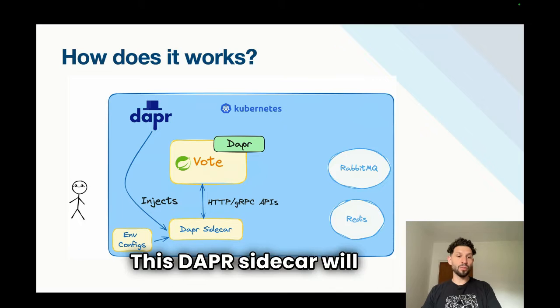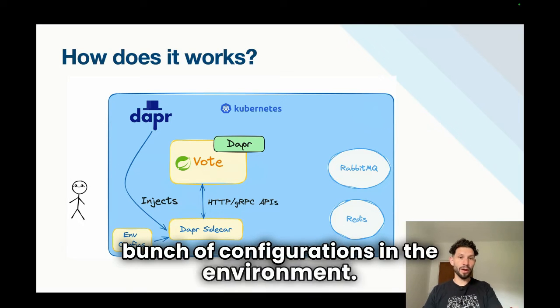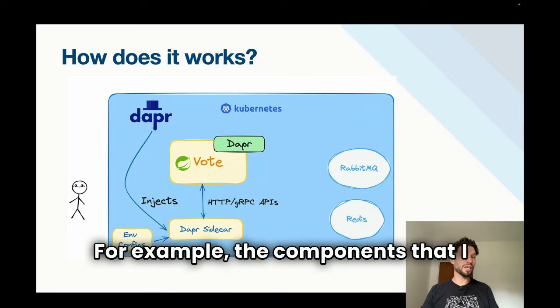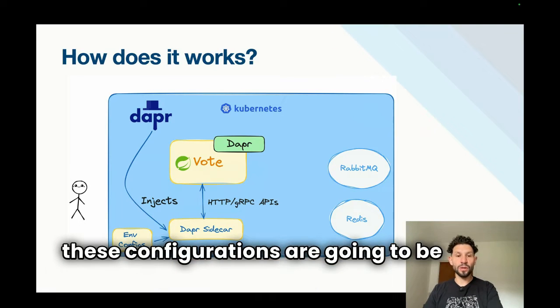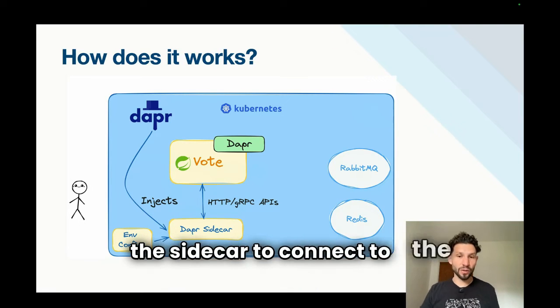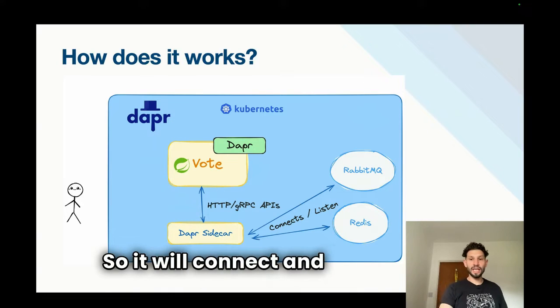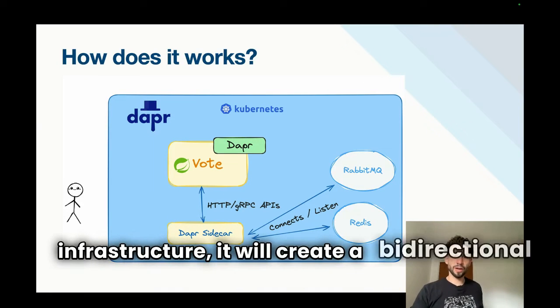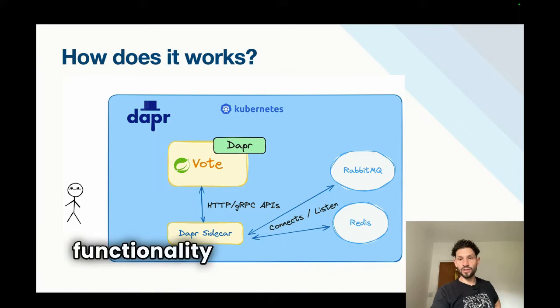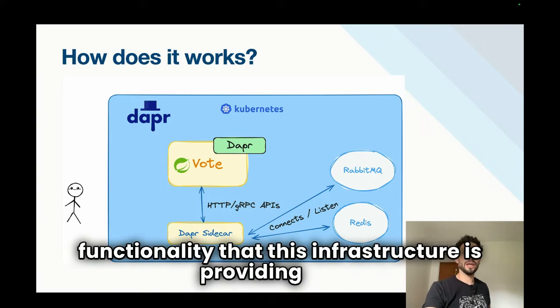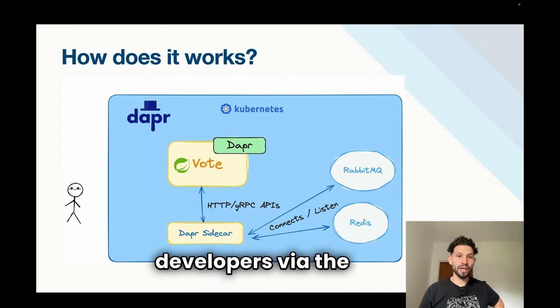This Dapr sidecar will read a bunch of configurations in the environment, for example, the components that I showed you before. And these configurations are going to be used for the sidecar to connect to the infrastructure, right? So it will connect and listen to this infrastructure. It will create a bidirectional connection there, and at the same time, expose all the functionality that this infrastructure is providing up to developers via the APIs.